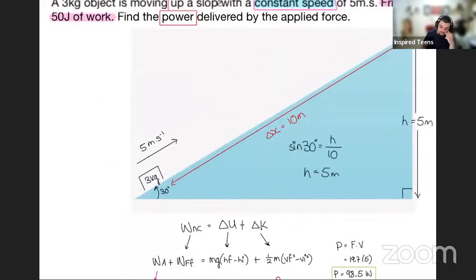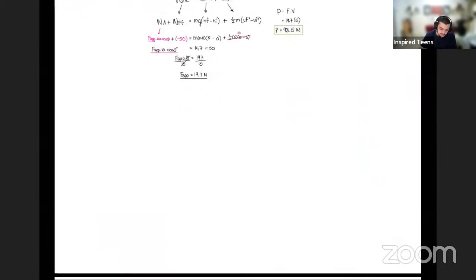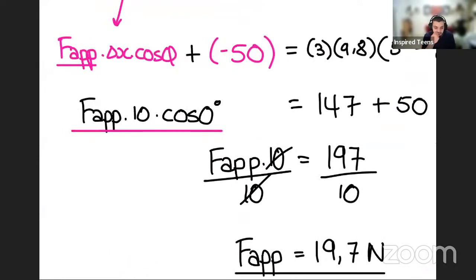Remember, this applied force is the reason that this object is moving up the slope. So the applied force is up the slope as well. In this case, the applied force is in the direction of motion, so we use cosine 0. If this was, for example, frictional force, then we'd use cosine 180, but it's applied, which is in the direction of motion for this specific case, so we use cosine 0.